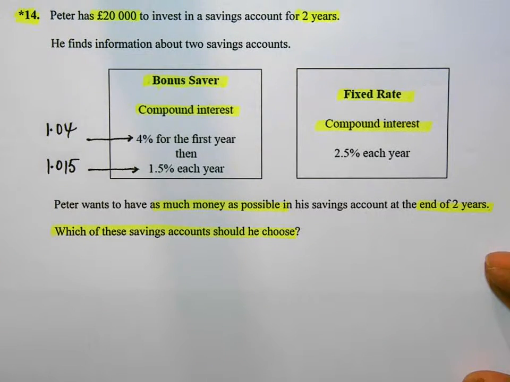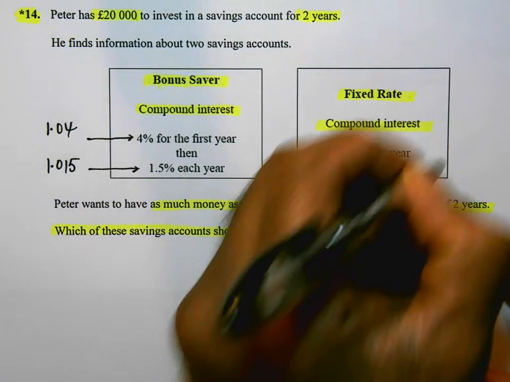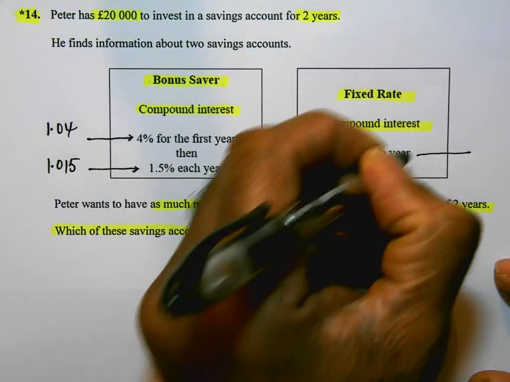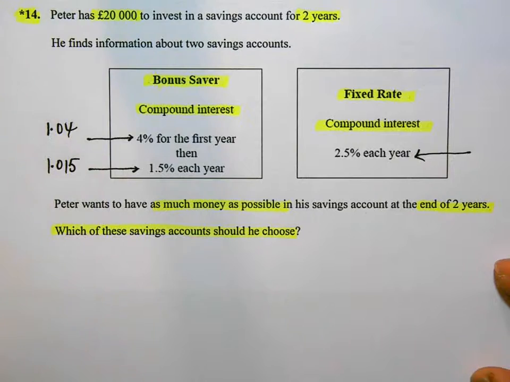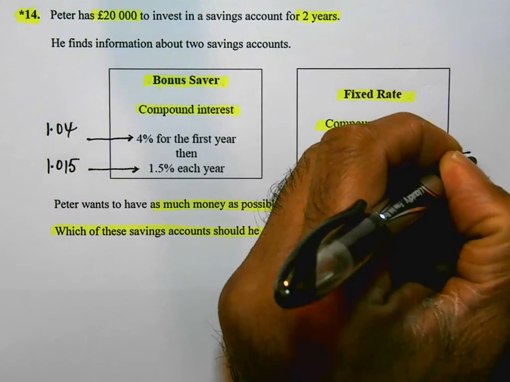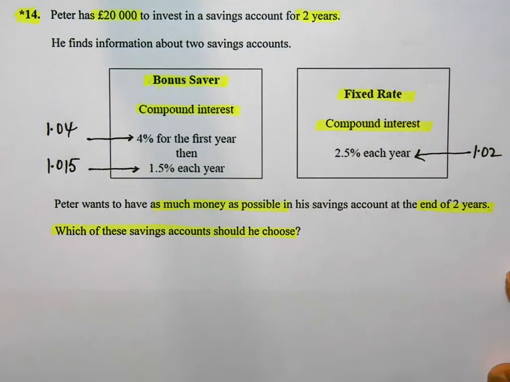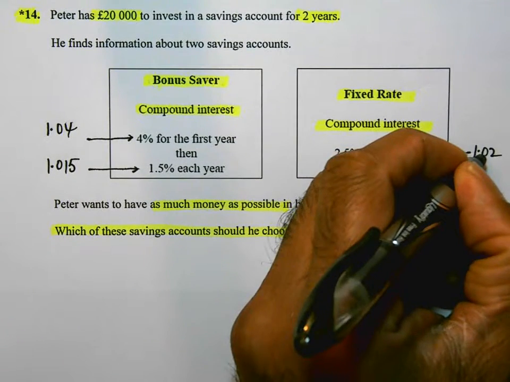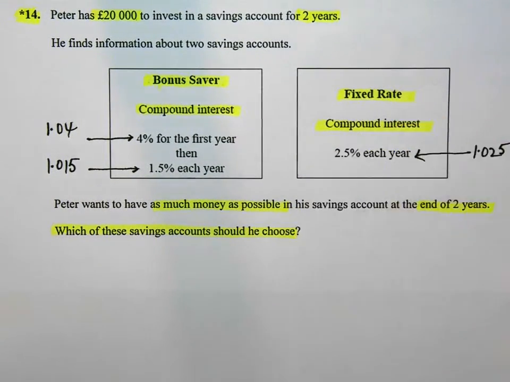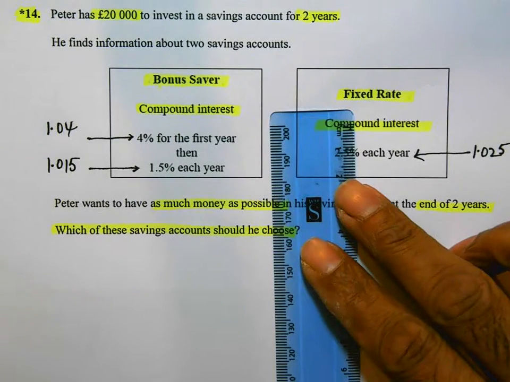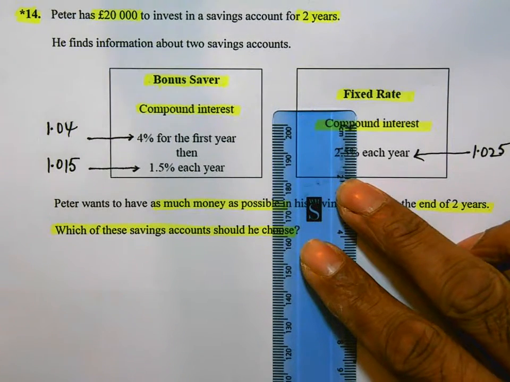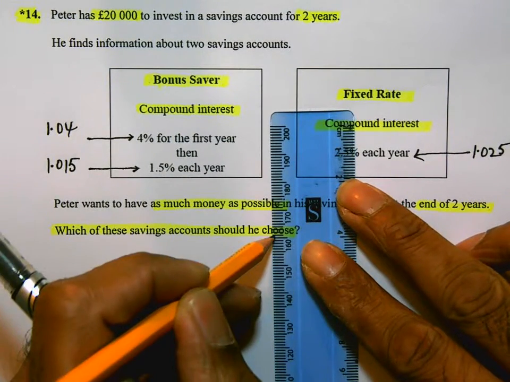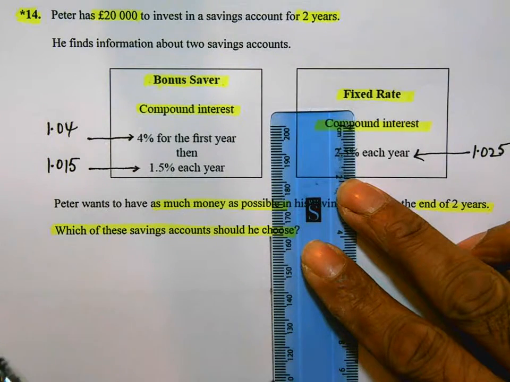Okay, so you need to make sure you understand multipliers that you use in conjunction with compound interest and work these out to begin with. For the fixed rate, its multiplier, if that was 2%, it would be 1.02, but because it's 2.5%, it's 1.025. So I'm taking care to make sure I've written these in. And now I'm going to actually work out which of them is going to pay him more after 2 years.